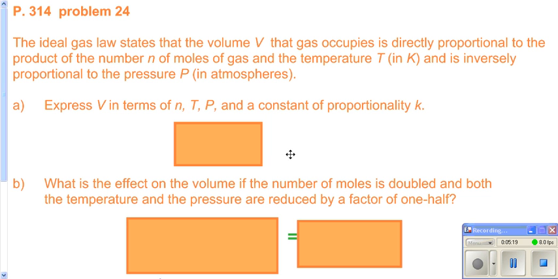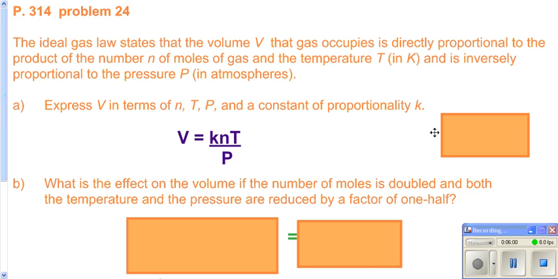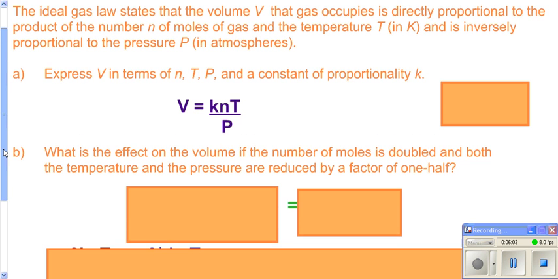The ideal gas law states that the volume of your gas varies directly to the product of the number of moles and temperature, and inversely to your pressure. Well, if it varies directly, you know you're going to have V equals k. You're always going to have a k whenever you're dealing with variation. Since it varies directly to the product of your moles and your temperature, you're going to have N times T on the top. On the bottom, it says inversely, so you've got to have your pressure on the bottom. That's all we're looking for in part A.